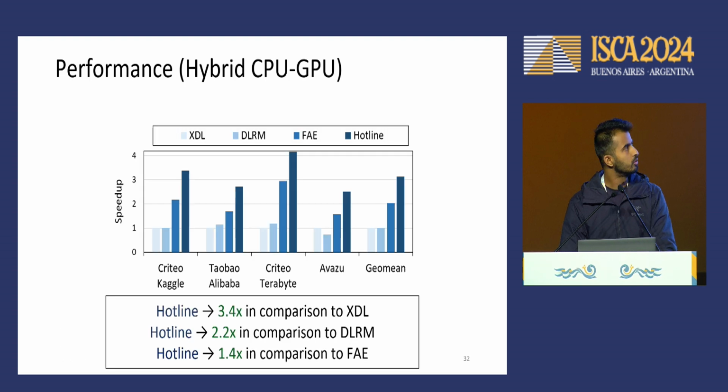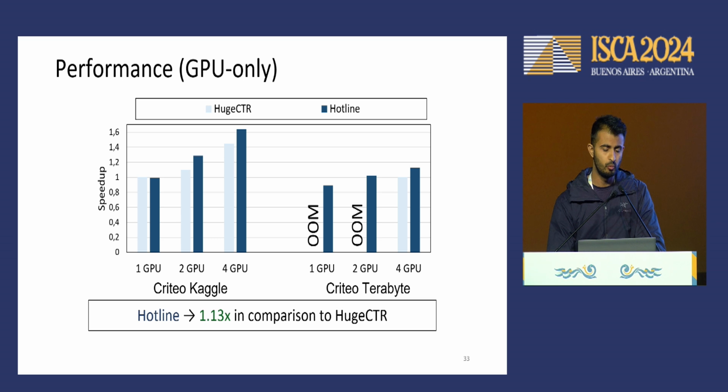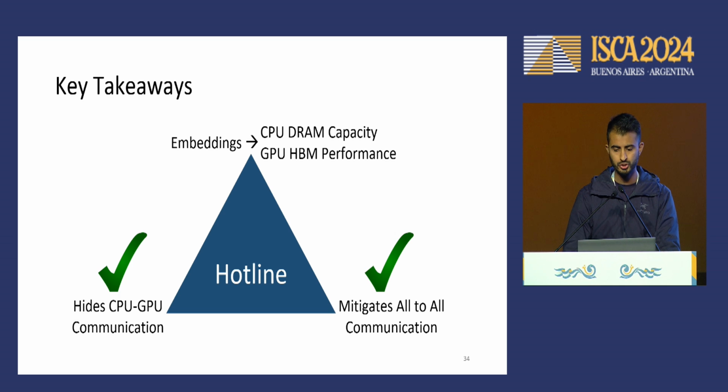Looking at the performance of Hotline in comparison to hybrid CPU-GPU-based approaches, we got around 2.4x in comparison to XDL, 2.2x in comparison to Intel-optimized DLRM, and 1.4x higher throughput in comparison to prior work Fei. If we take a look at the comparison with the GPU-only baseline, HugeCTR, we got a speedup of around 1.13x. One thing to notice is that for a limited number of GPUs, in the case of the Terabyte dataset, HugeCTR was not able to train the model because of the limited GPU capacity, while Hotline is not limited by the number of available GPUs. In short, Hotline hosts embeddings across both CPU and GPU memories while achieving HBM-level embedding performance.